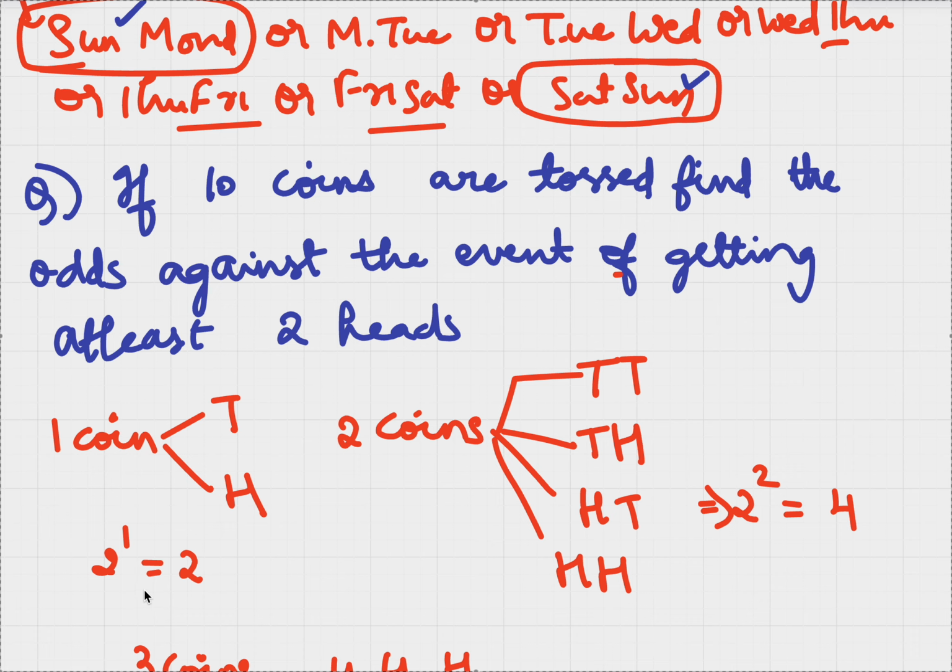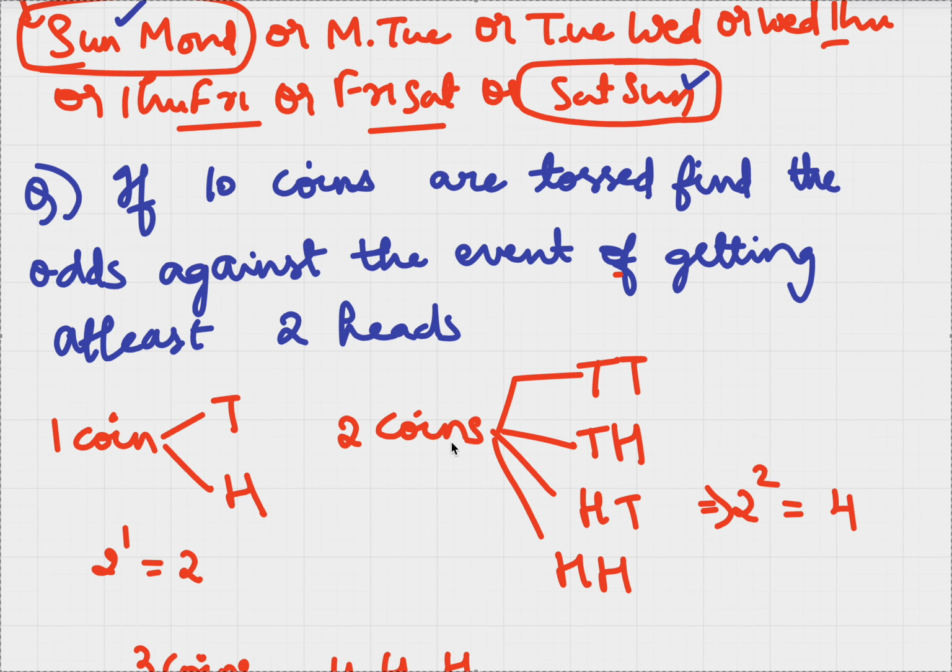Next question. If 10 coins are tossed, find the odds against the event of getting at least 2 heads. Now first, let us see the total number of outcomes. When one coin is tossed, we might get a tail or a head.